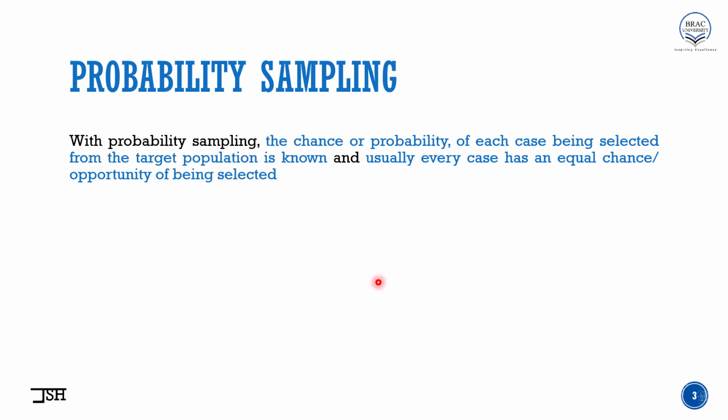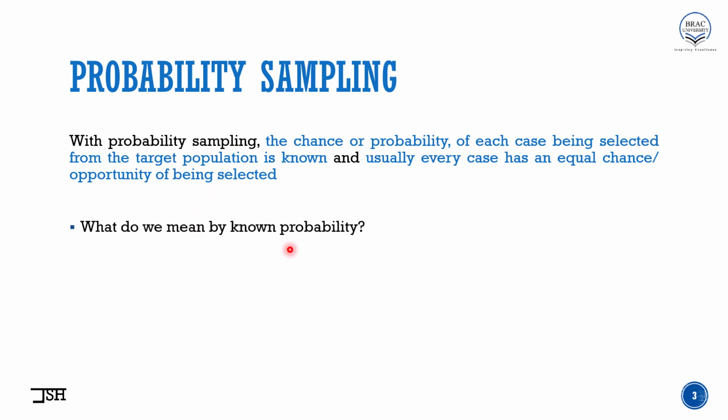Now, if we take a look, in this definition, we have two main parts. Number one, the chance or probability of each case being selected from the target population is known. So we know the probability of being selected, and every case has an equal chance or opportunity of being selected. Now, what do we mean by these two concepts? These are the two questions.